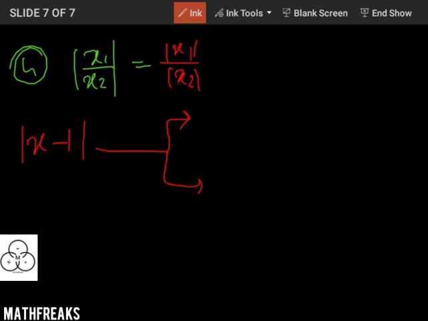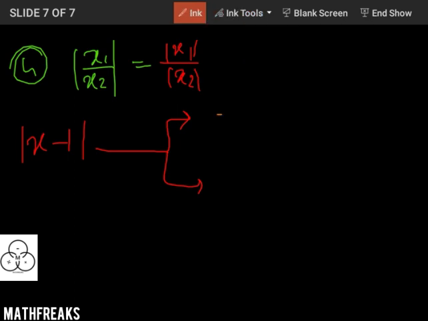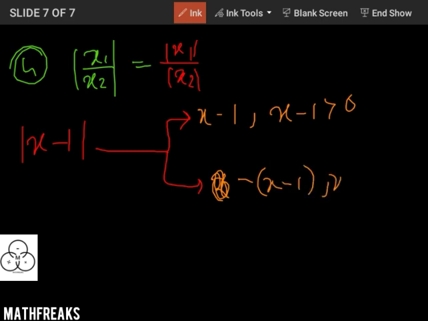What do I mean by that? The two possible answers are x minus 1 for x minus 1 greater than 0, not x greater than 0, and minus of x minus 1 for x minus 1 less than 0, not x less than 0. I hope that you understand this point. This is an important point. Make sure you understand that.